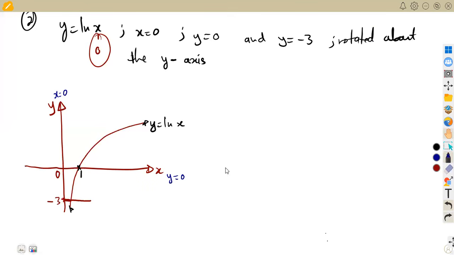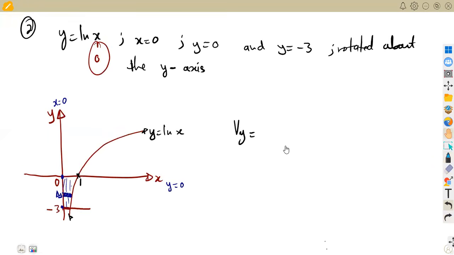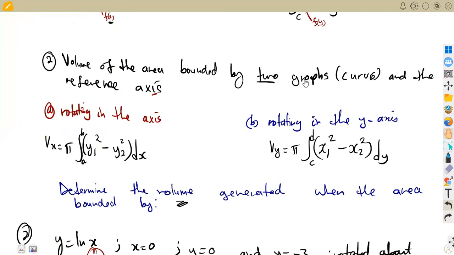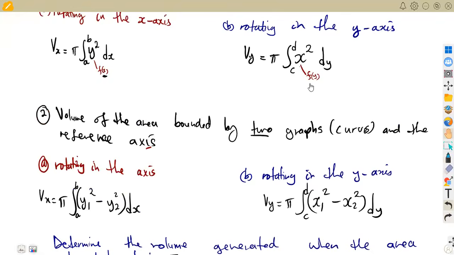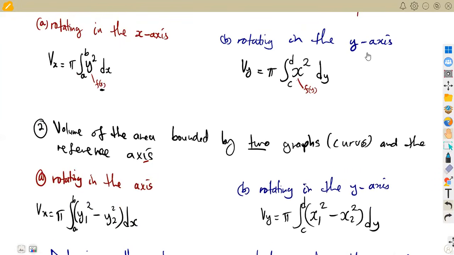All right. So as we can see, our representative strip has the limits in the y-axis. So we're going to have our representative strip in the y-axis. That means we are able to calculate our volume. Remember what I said, the volume with respect to y in this case can be taken. We can just go back here, that is x squared with respect to y, right? That is rotating about the y-axis.